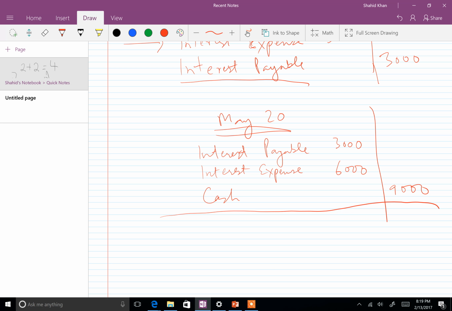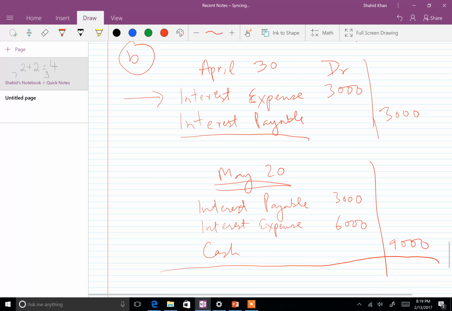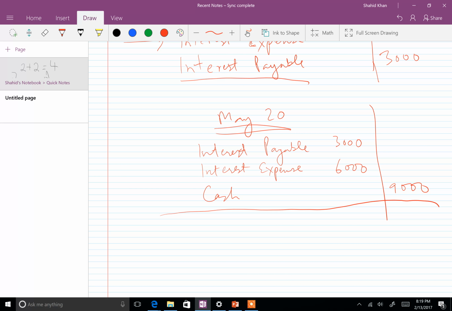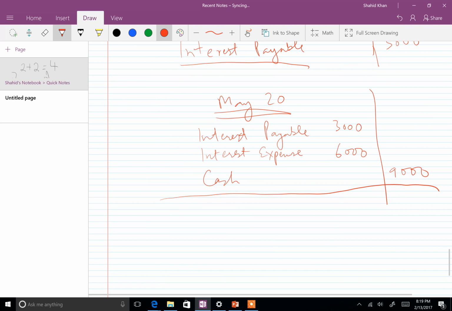So the same thing you're going to do at the end of May, which you just did here on April 30th for the first 10 days, and same for June 20th. So this is how the adjusting entries are done every month. Okay.